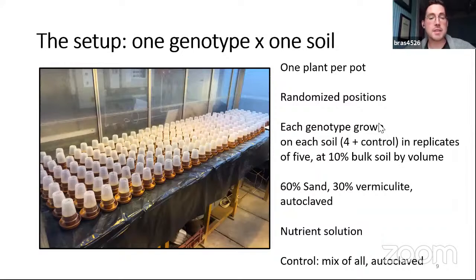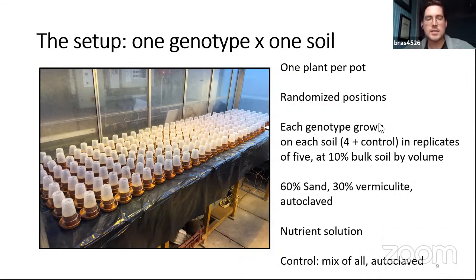So this is the setup for this experiment. This is 1 plant per pot, and obviously their positions on this bench in the greenhouse of plant sciences were randomized. We have each genotype grown on each soil plus a control with replication. The plants aren't all grown on one soil type; they're grown on an inoculum. I have sand and vermiculite, which is autoclaved, and then I mixed in 10% of bulk soil by volume. The control is simply a mix of all 4 soils that is then autoclaved. To account for chemical and nutrient differences, we added a nutrient solution to this. This is what the bench looked like in plant sciences, and each of these pots contains one plant.